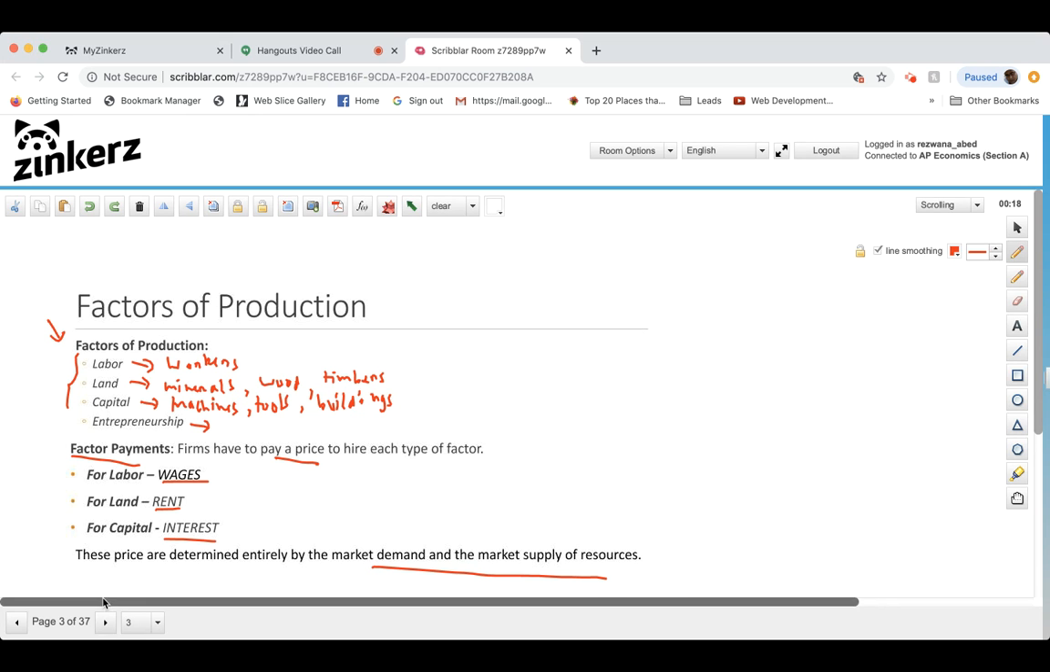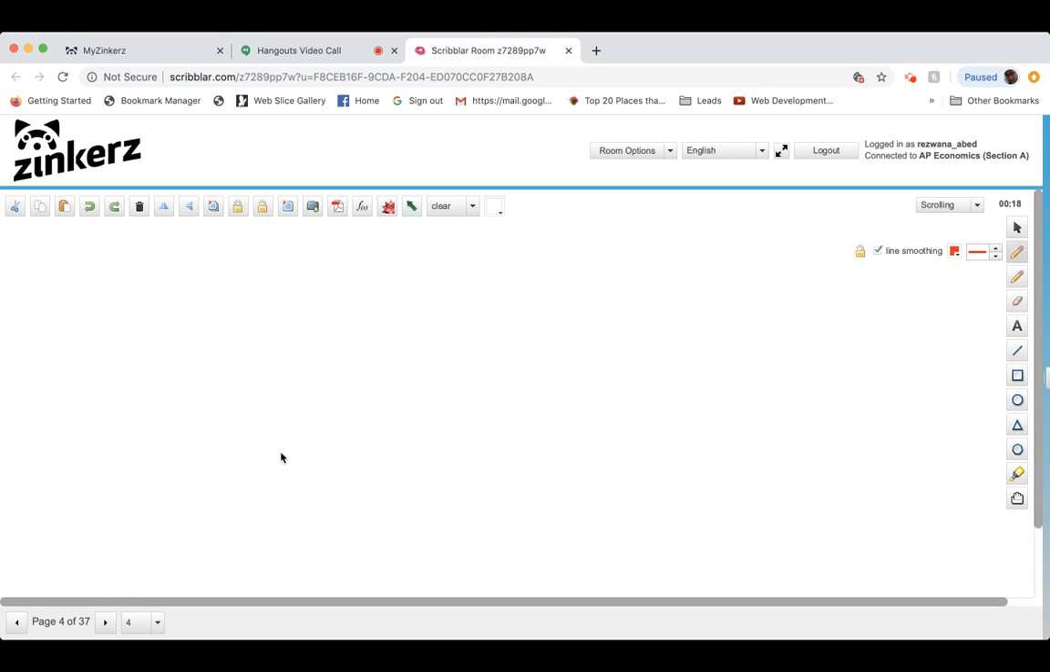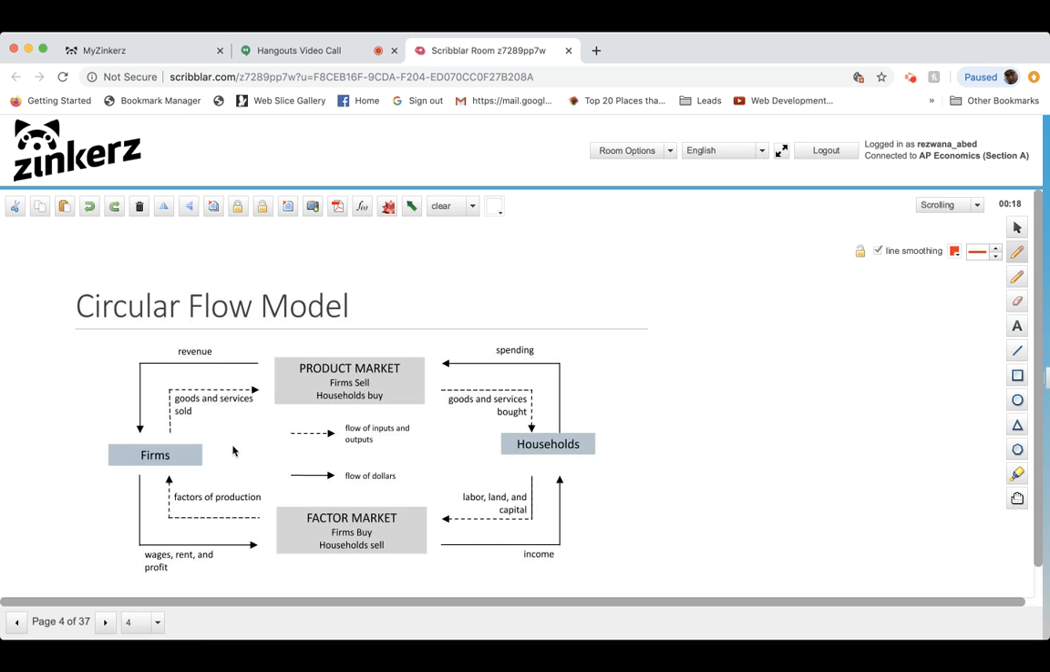great. So then that brings us back to this circular flow model. I thought this would be a good idea to recap this and also show you how the product market and the factor market are interconnected with each other. The economy needs both of these in order to function, the product market and the factor market.